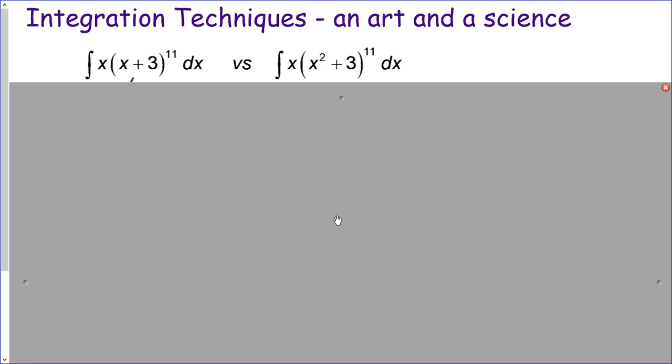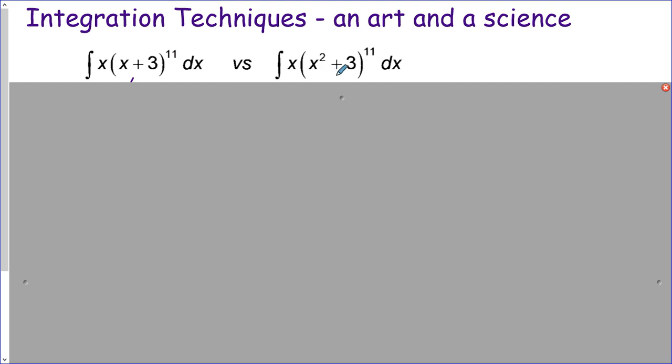I started off talking about integration being an art and a science. Look at these two questions. They look almost identical, but this one can only be done in one way, and that is by parts. This one, in fact, could also be done by parts. No, it couldn't, because I couldn't integrate this piece.